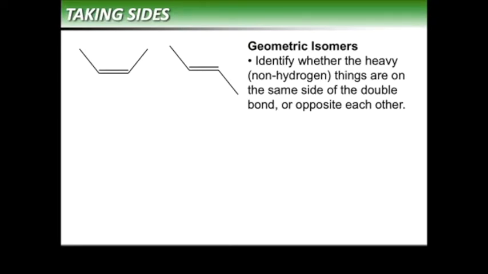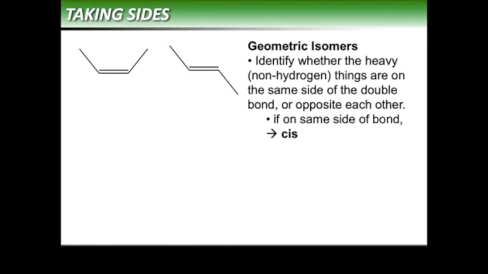Generally, calling something either cis or trans involves identifying whether the heavy, that is the non-hydrogen things in most cases, things are on the same side of the double bond or if they're opposite one another. And so the way your book will show you to do this is to think about a dotted line going through that double bond. And now what you're doing is you're asking yourself, what's the heavy thing on the left? What's the heavy thing on the right? And are they both pointing up? Or is one pointing up and one pointing down? Or are they both pointing down?